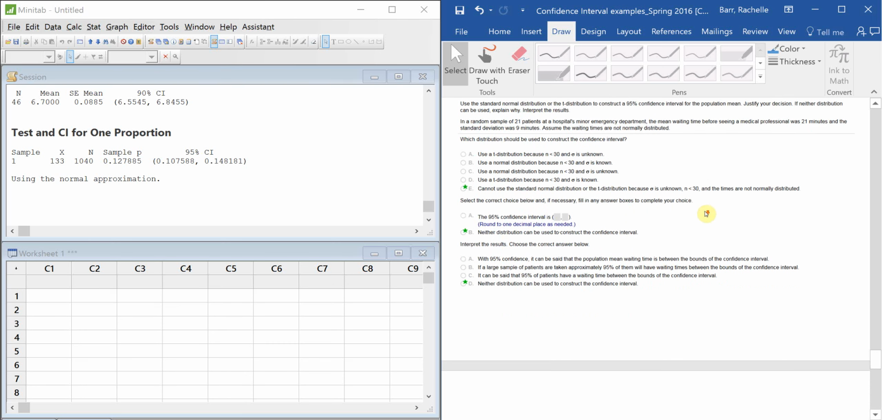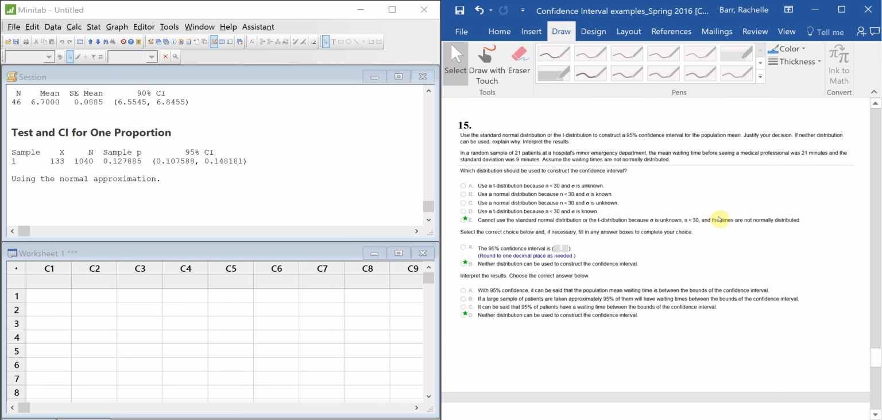All right. So now we are on the last question. This is probably my least favorite question. I probably shouldn't have put it last. We'll see. Use the standard normal distribution or the t-distribution to construct a 95% confidence interval for the population mean. Justify your decision. If neither distribution can be used, explain why, and interpret the results. In a random sample of 21 patients at the hospital's minor emergency department, the mean waiting time before seeing a medical professional was 21 minutes and the standard deviation was 9 minutes. Assume the waiting times are not normally distributed.